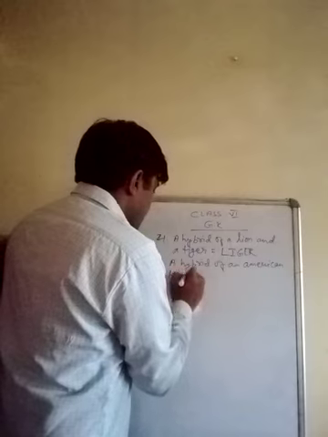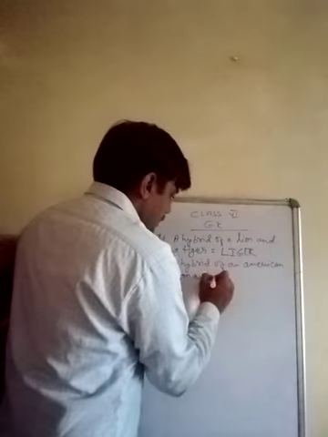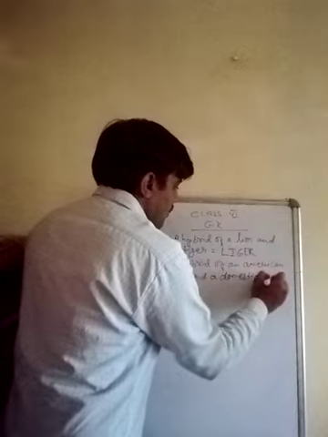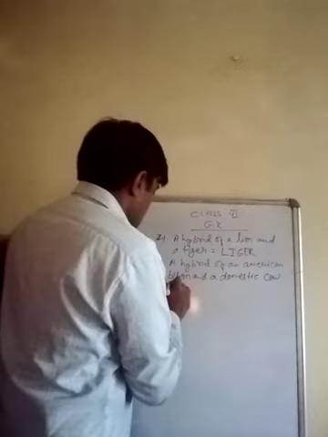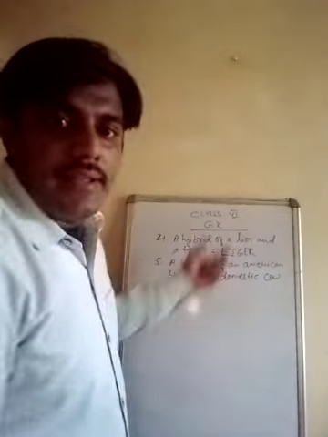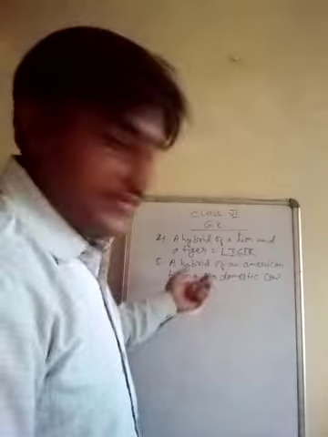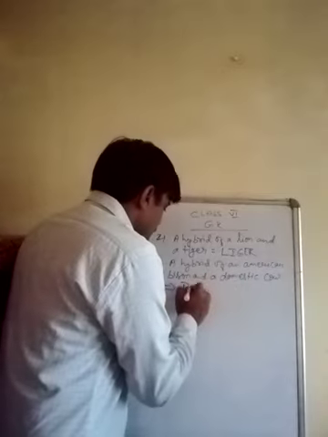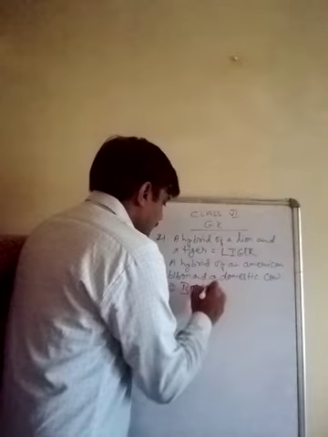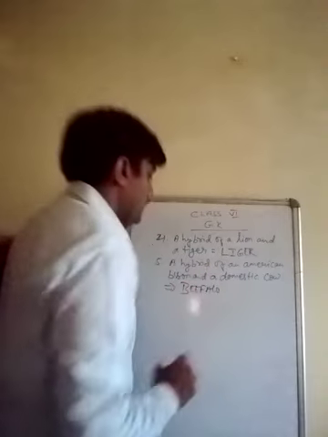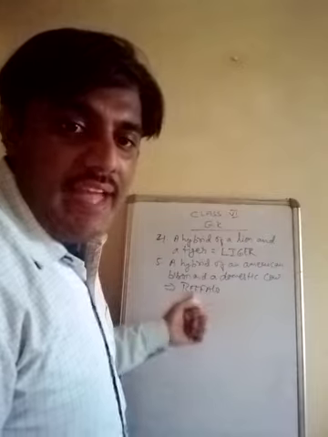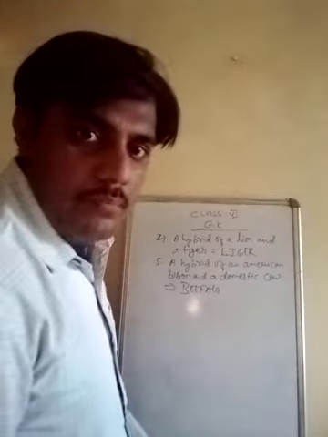Then you have number five, a hybrid of an American bison and a domestic cow. A hybrid of an American bison and a domestic cow. And your answer is beefalo. B-E-E-F-A-L-O. Beefalo. Not buffalo. Beefalo.